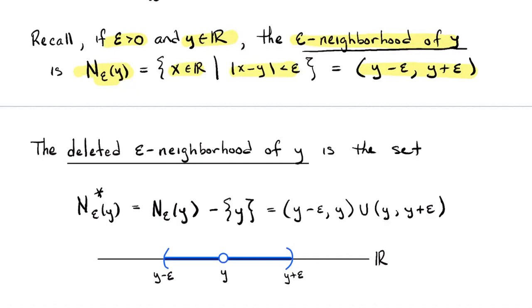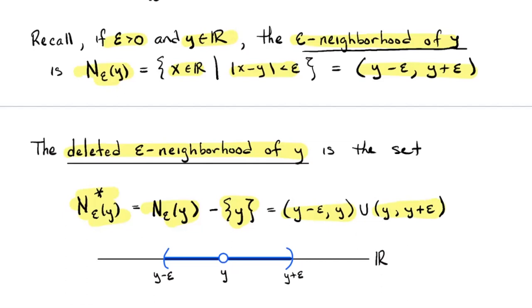The deleted, or sometimes I'll say punctured, epsilon neighborhood of y is basically the same set. I'm going to denote it by N star sub epsilon of y. And it's the epsilon neighborhood of y, except you take out y itself. That's why it's deleted or punctured. So if you want to write it as intervals, you have to use two of them. It's the open interval from y minus epsilon to y, union with the open interval from y to y plus epsilon.